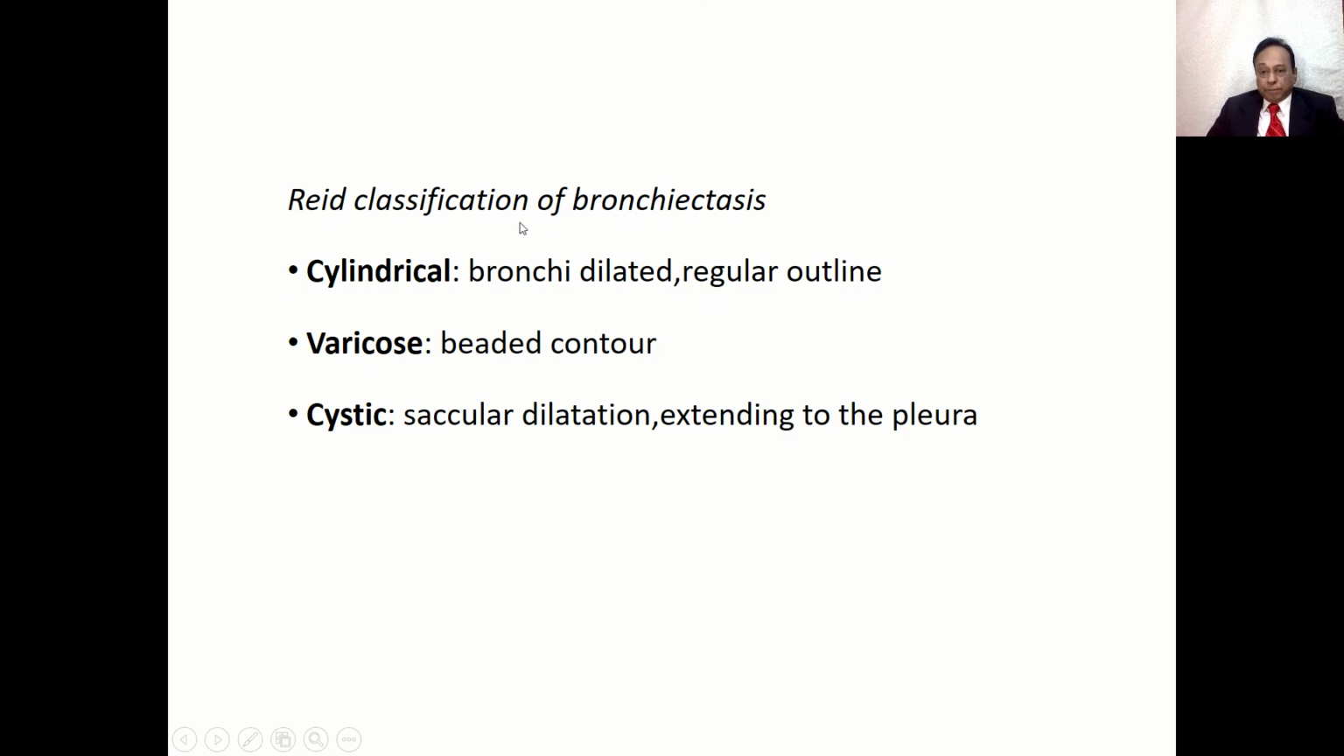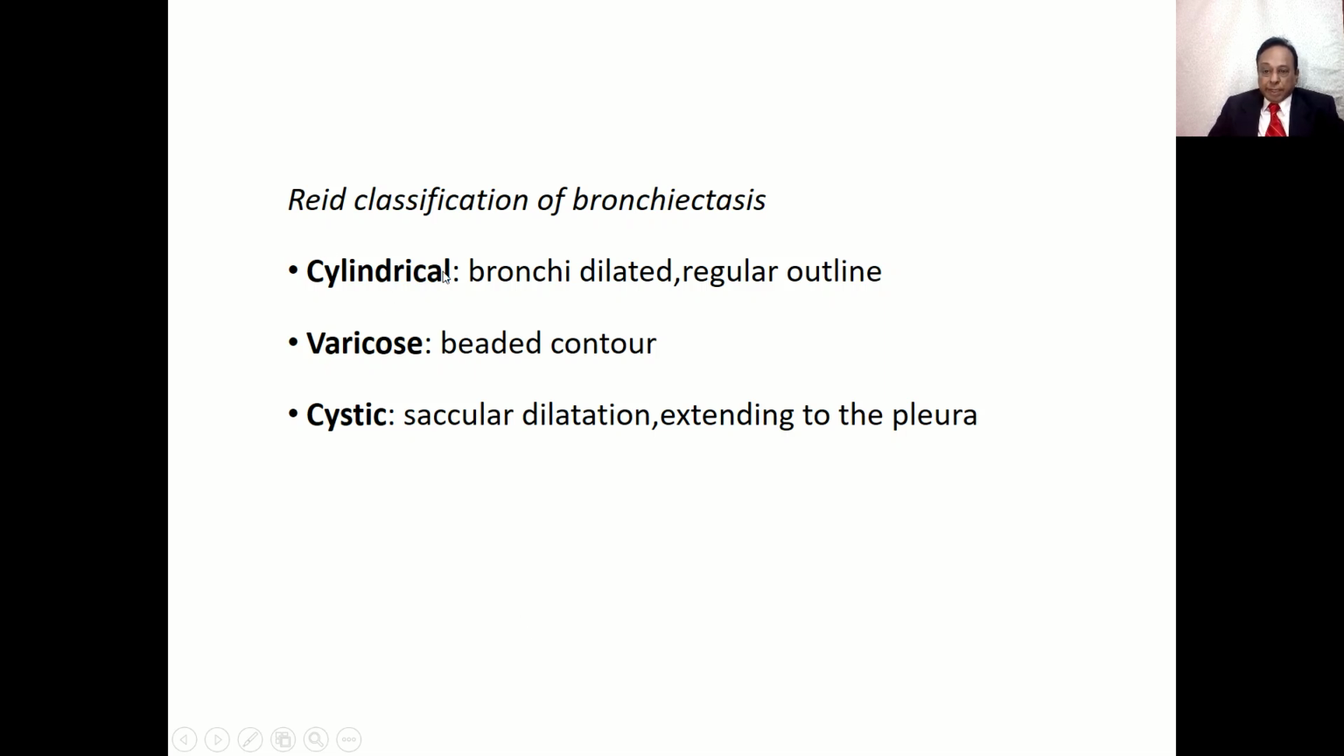Bronchiectasis can be classified, actually this was done by Laennec, I think. He did this sort of classification after studying a lot of bronchiectasis, probably in post-mortem children or adults dying due to bronchiectasis. We have to salute this man, Laennec. He classified bronchiectasis into cylindrical, varicose and cystic.